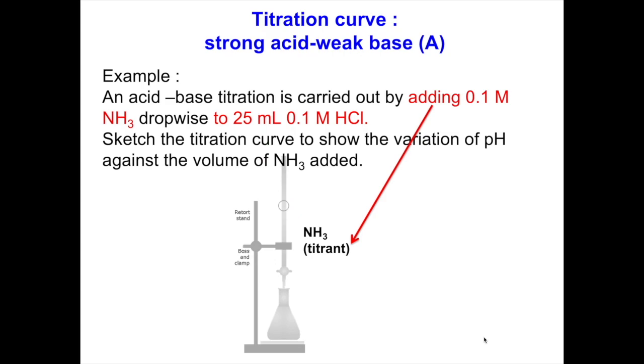Alright, next is the titration curve for the titration between strong acid and weak base. The acid-base titration is carried out by adding 0.1 molar NH3 dropwise to 25 ml of 0.1 molar HCl. Sketch the titration curve to show the variations of pH against the volume of NH3 added. So, in this titration, NH3 is the titrant, so we put that in the burette, right? And HCl is the analyte, so we put that in the conical flask.